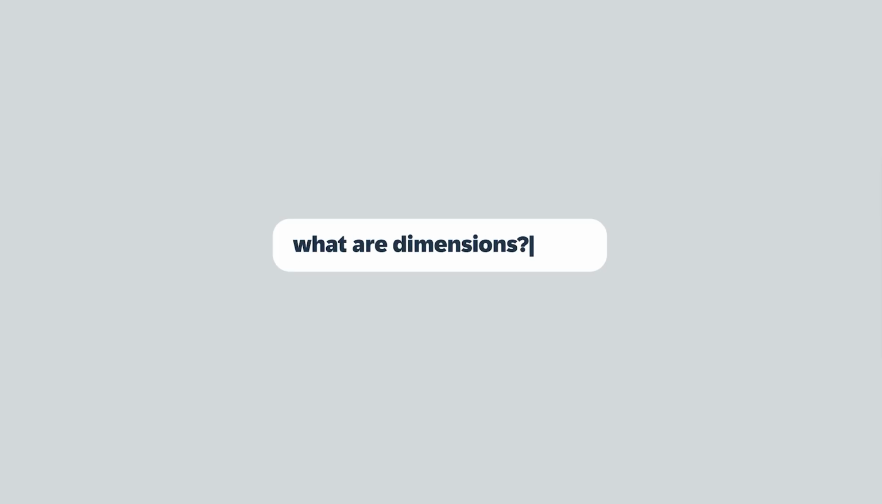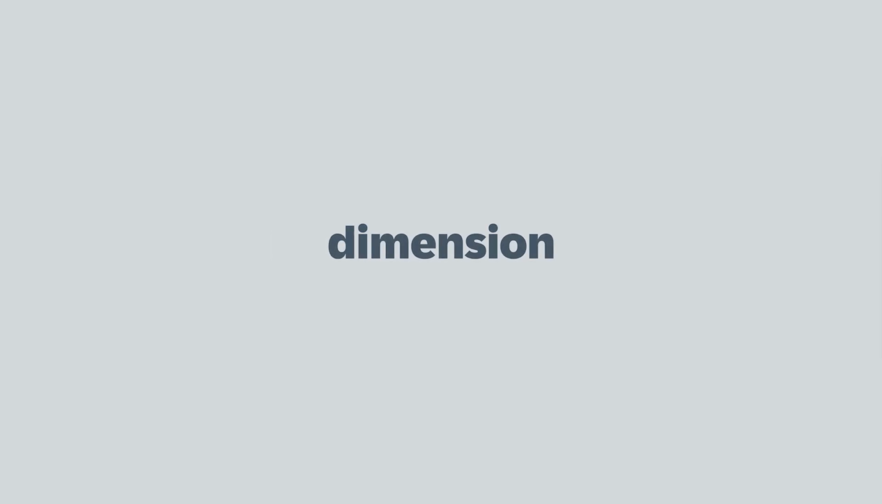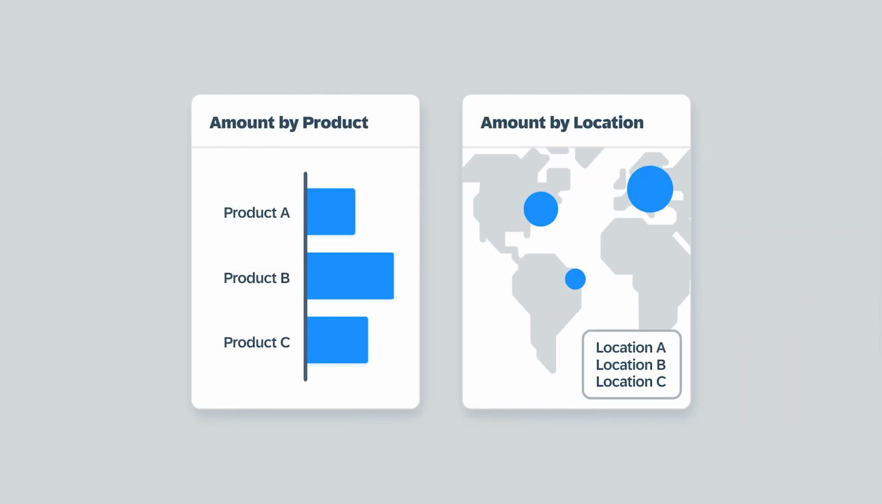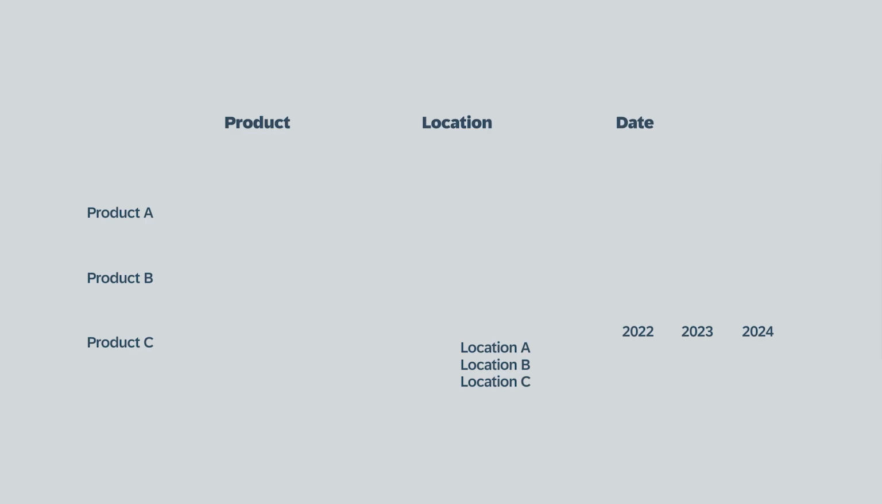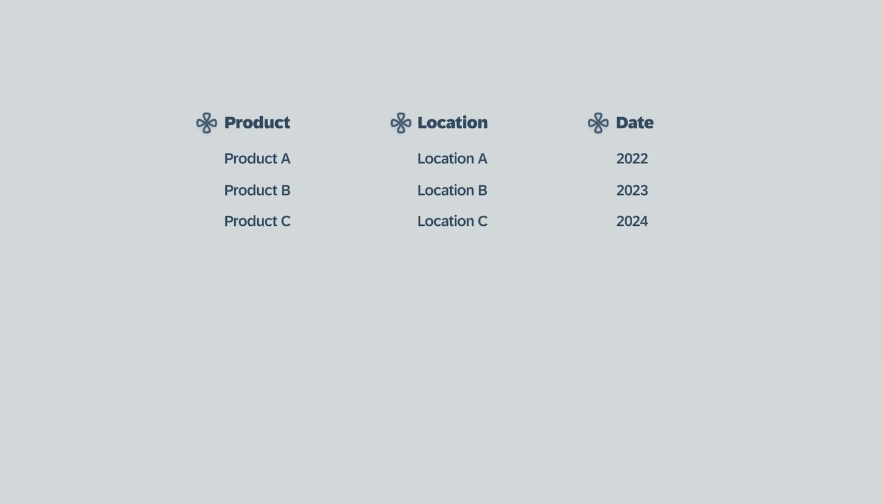What are dimensions? Well, where a measure typically represents the summing up of the numeric values in your data, like revenue, dimensions let you divide up that sum in meaningful ways, such as by product, by location, or over time. And where product, location, and date are dimensions, the individual products, locations, and time periods in them are dimension members.